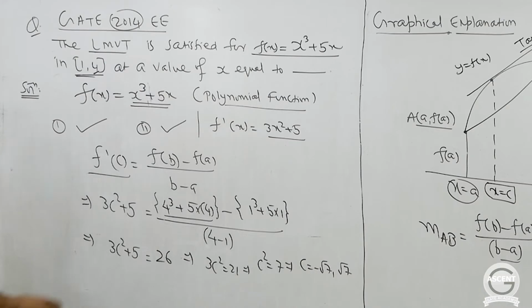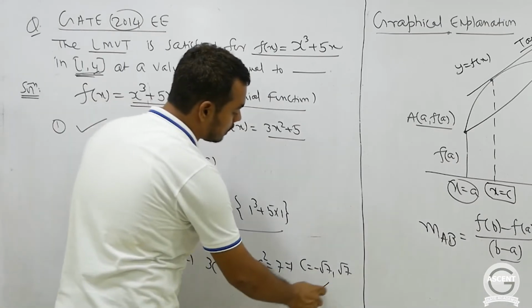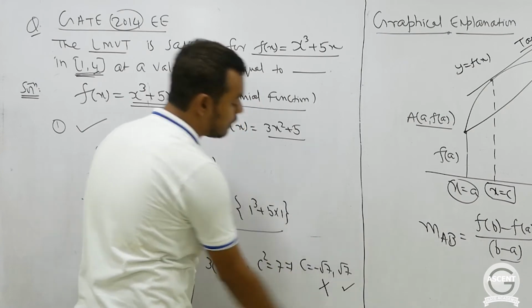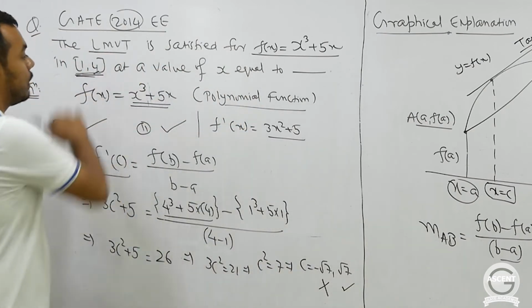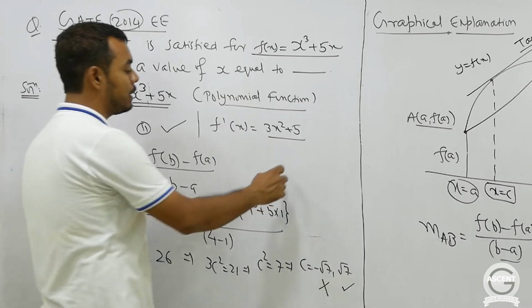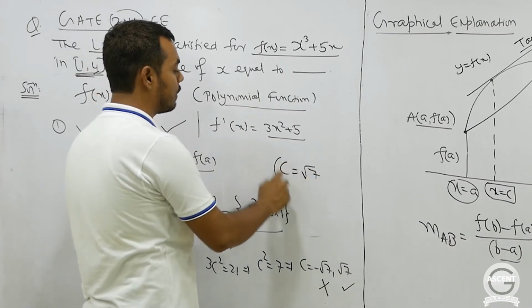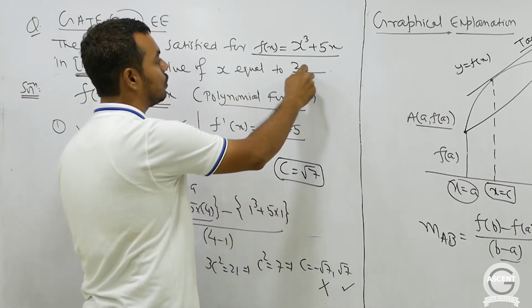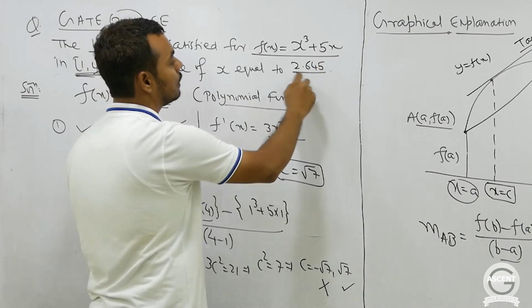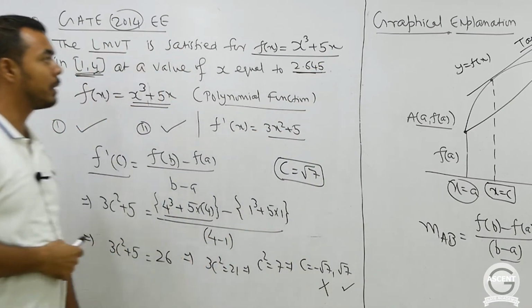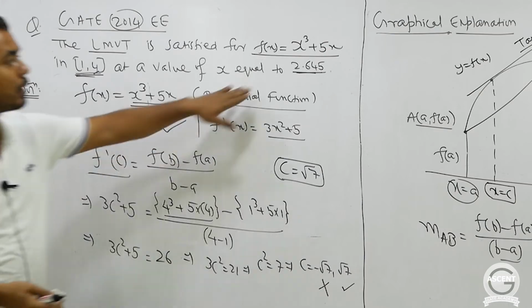Now the theorem says that the point has to be between 1 and 4. So you can see that minus root 7 is outside the given interval, while root 7 is in the interval 1 to 4. So the correct answer here will be c equals root 7. Root 7 is nothing but 2.645, I guess. So this will be the answer to our given problem.